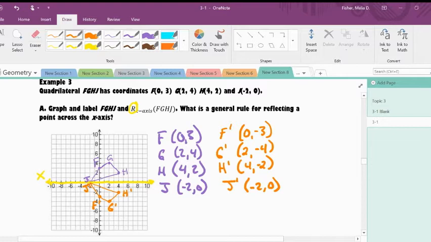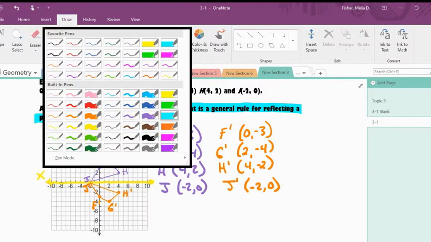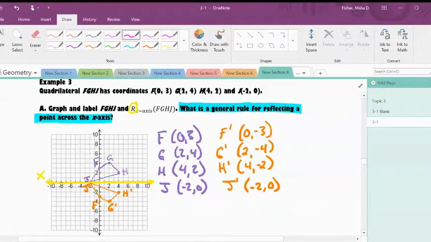So they want us to determine here what is a general rule for reflecting a point across the x-axis. So if we're reflecting across the x-axis, then the rule is just change the sign of y. So to reflect across the x-axis, change the sign of y. So these all became negative. Now 0 stayed 0, so we didn't have a change there.